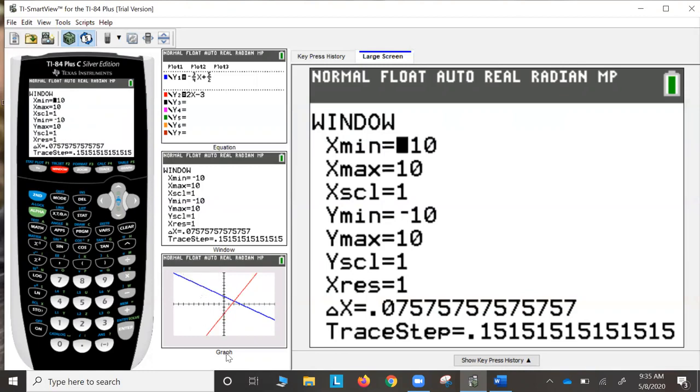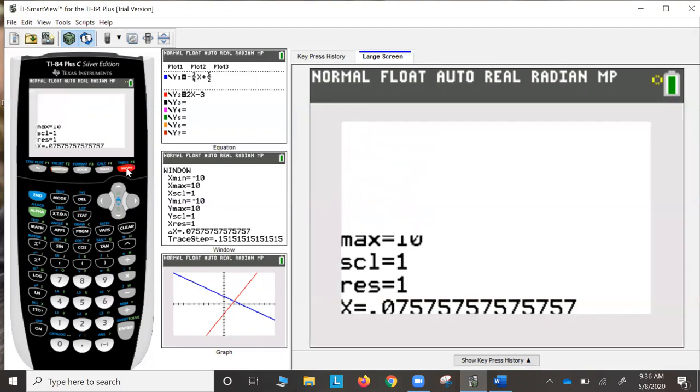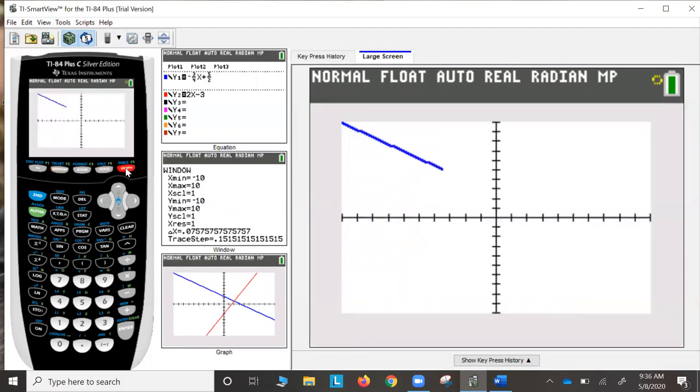Our y minimum is down here. This is our lowest y, which is negative 10, and our y maximum is up here, which is positive 10. And again, we are using a scale of 1 on our y's. The rest of this you don't need to worry about. Okay, then I'm going to go to my graph key, and it will graph my two equations.